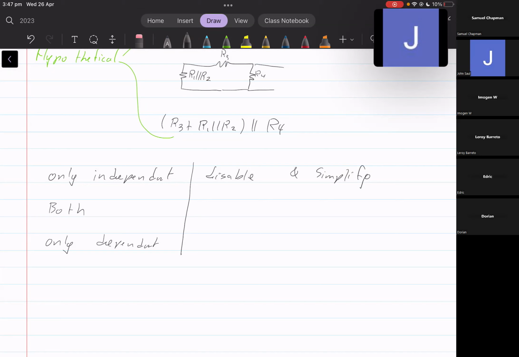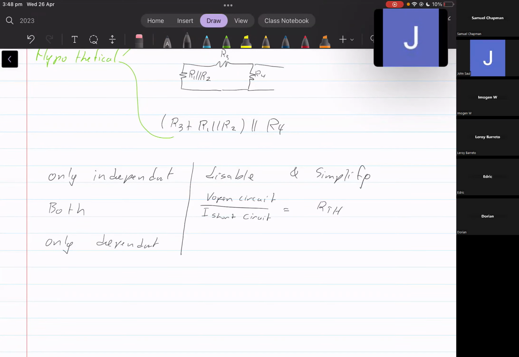If you have both of them, you can't disable the dependent sources because that would lead to really funky things happening. They're not a set point. So you have to find the open circuit voltage and the short circuit current, and V open circuit on I short circuit is equal to R Thevenin.